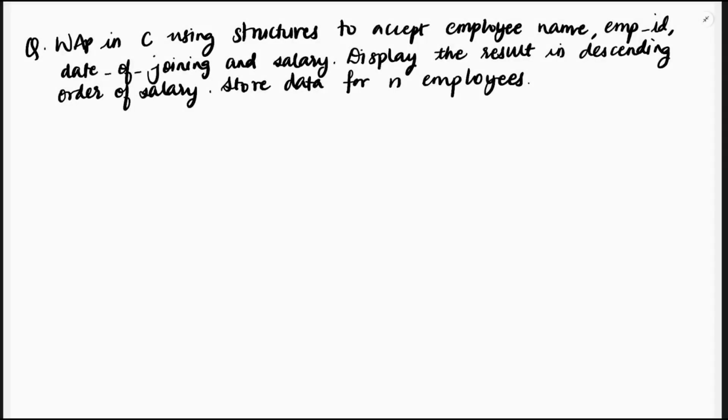In this video, we'll learn to write a program in C using structures to accept employee's name, employee's ID, date of joining and salary. Then we have to display the result in descending order of their salary. We have to store the data of n employees.